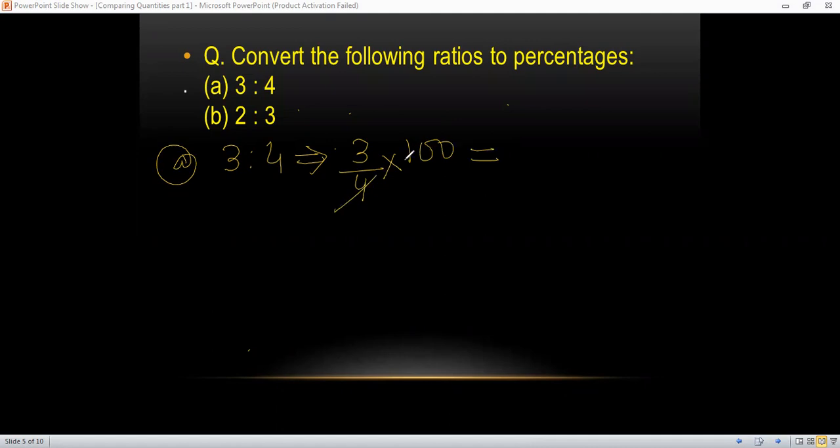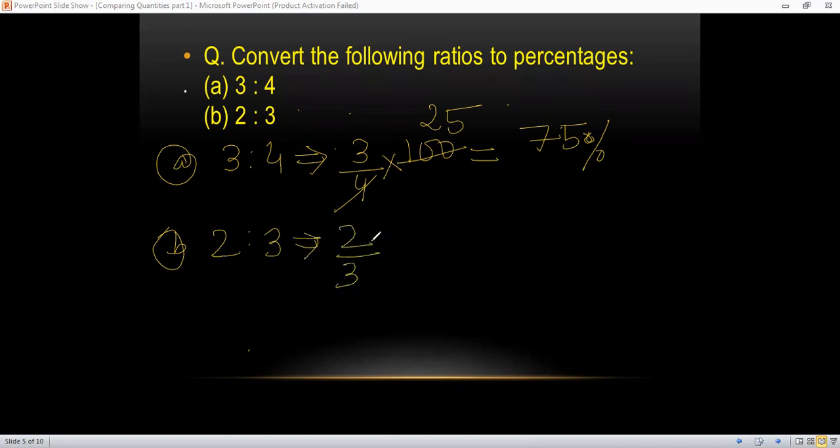Let's simplify this. 2, 5, that is 25. 3 into 25 is 75. So 75 is the percentage of 3:4. We write it in fraction and then multiply with 100.